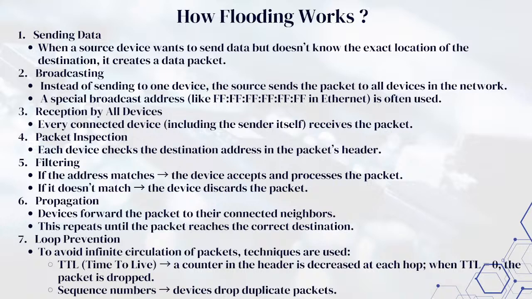It will inspect each device, checking the destination address in the packet header. Then it will filter: if the address matches, the device accepts the packet. Otherwise, it will discard the packet. Then it will propagate, or else we can say the device forwards the packet to its connected neighbors. This repeats until the packet reaches the correct destination.